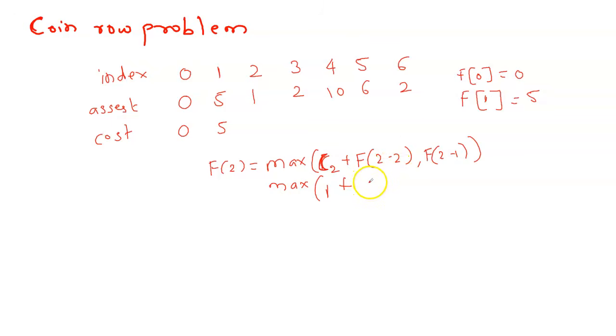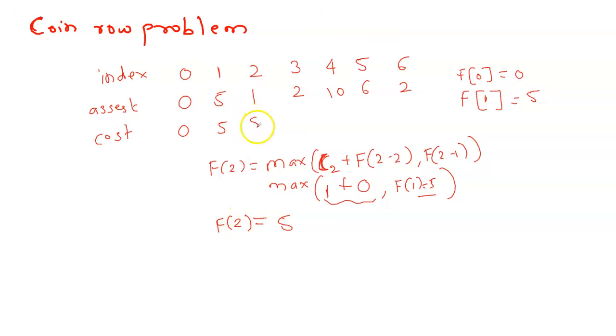What is the value of f of 0? Already it is known, it is 0. So it is 1 plus 0, comma f of 2 minus 1, which is f of 1. What is the value of f of 1? Its value is 5. So out of these two, 1 plus 0 and 5, which is maximum? The maximum is 5. So the answer for f of 2 is 5.